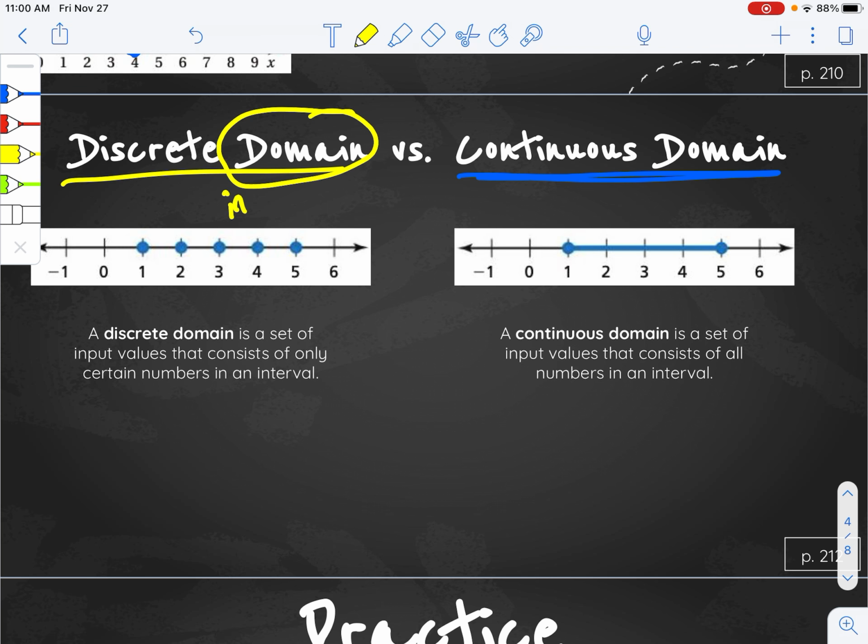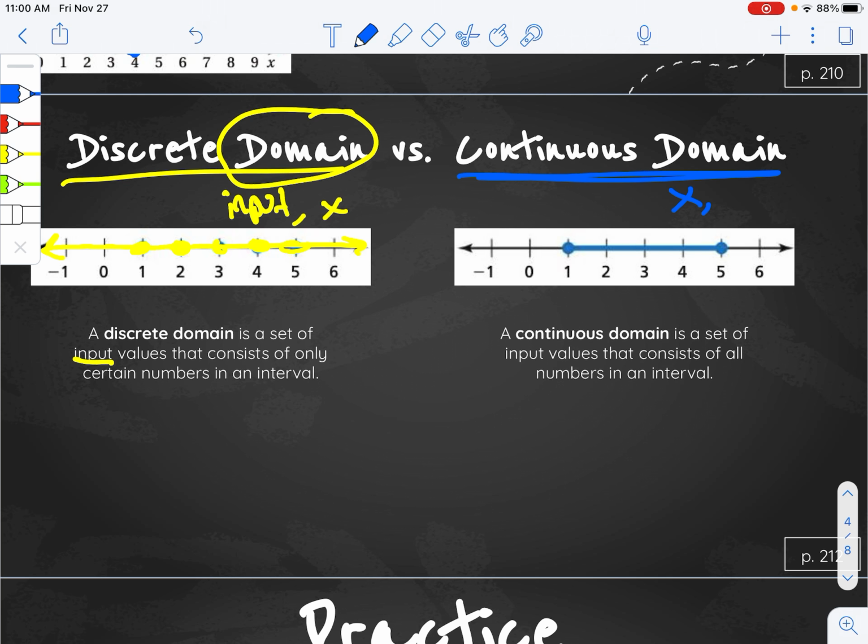Now, if we talk about a discrete domain, we're adding this word domain. That should ring a bell from yesterday. Remember, domain is the same as an input or an x value. So when we say discrete domain, then we're only talking about the x values. That's why we have something that looks more like a number line here for the picture, because we're only talking about the x values if we're looking at a graph. So a discrete domain is a set of input values or x values that consists only of certain numbers on the interval. So this only is 1, 2, 3, 4, and 5.